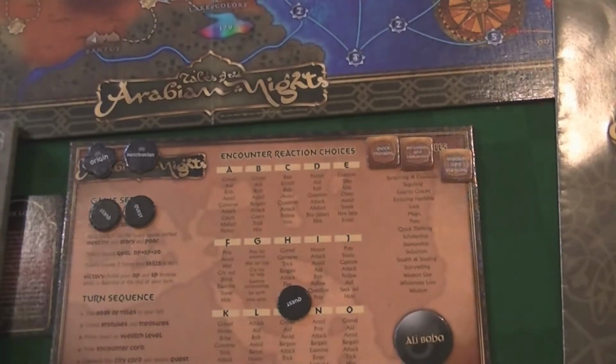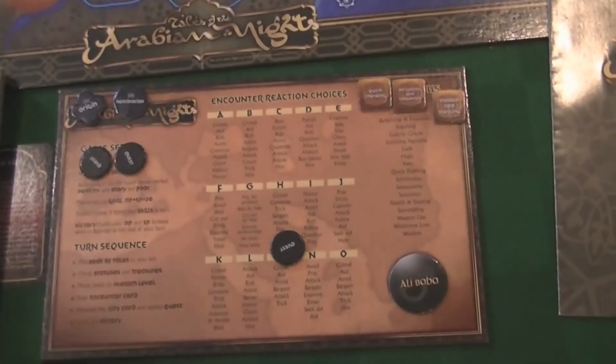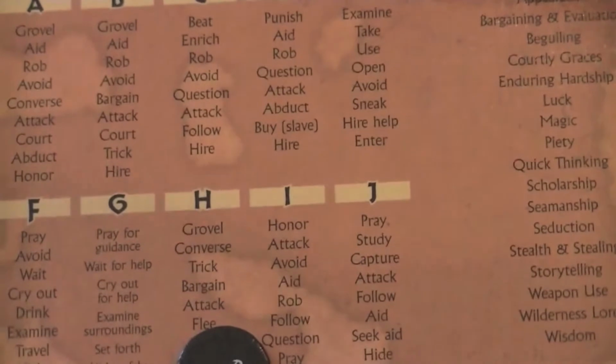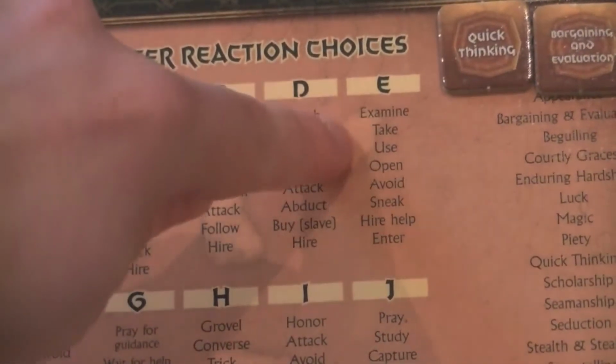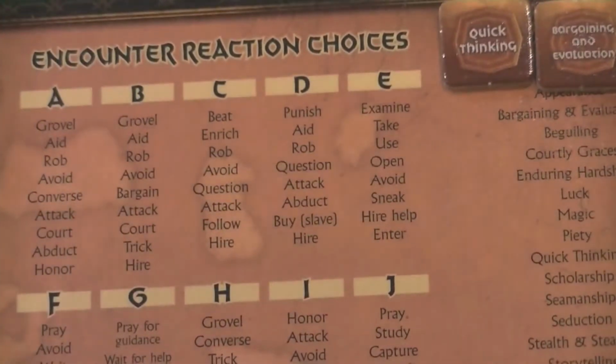So you'll notice here that there's an E, and so we'll go to that E, and depending on who our character is, so remember we're sort of a sly, sleuth, sneaky character, we might decide how we would interact or engage the treasure room. So we might examine, take, use, open, avoid, sneak, hire, help, or enter. And so this is where the storytelling element comes in. We have to decide how we would react to the situation. So in this case, because we're sneaky, we probably sneak into the room itself.